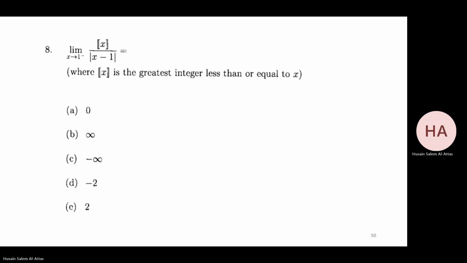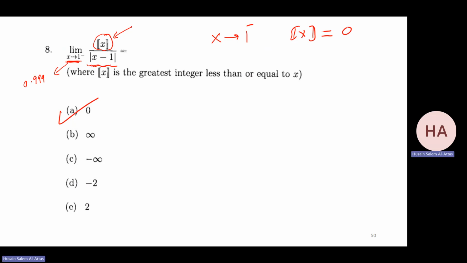You need to be careful. Say x goes to 1 from left. So we take a value 0.999 something. This one will always be 0. And this one will not reach 0. 0.99 minus 1 will not reach 0, but that one will reach 0. So that will make it 0. And as x goes to 1 from left, the greatest integer will be equal to 0. But this one still will not reach 0. So the answer is 0.